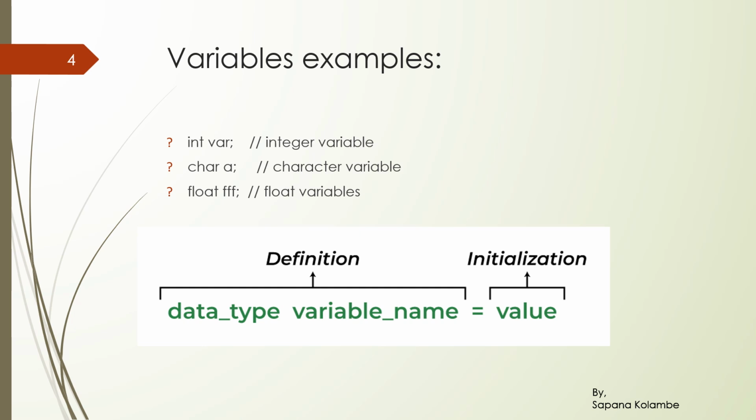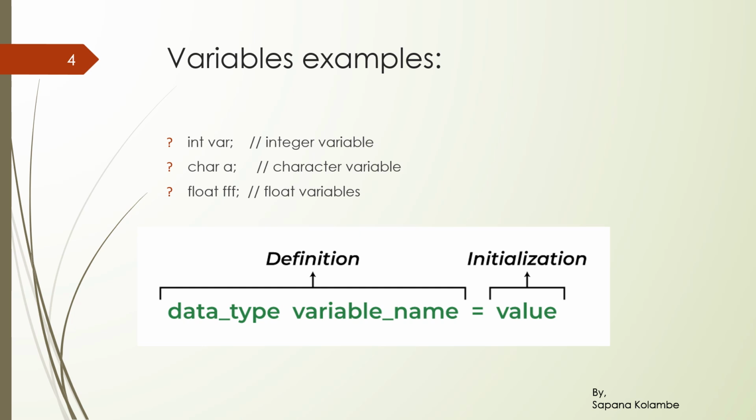So this is the syntax of the variable. Now that we have seen the syntax, let's see examples of variables. Suppose you have declared int var. It is an integer type variable, the name of the variable is var, and the data type of var is integer. The second example is char A. The name of the variable is A and it is of character data type. The third variable is FFF, which is the name of the variable, and float is the data type.